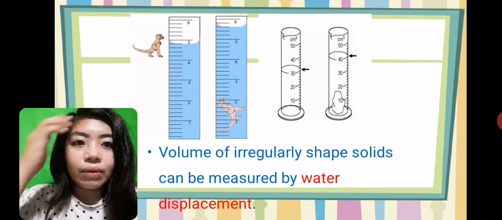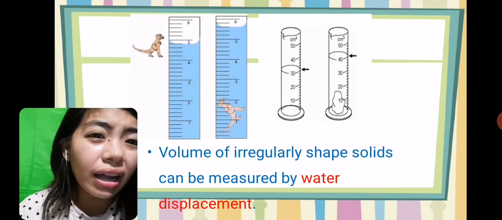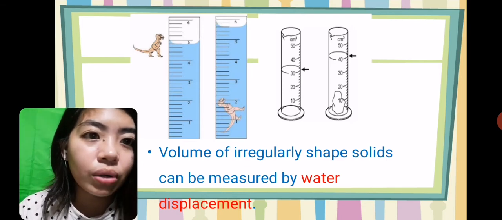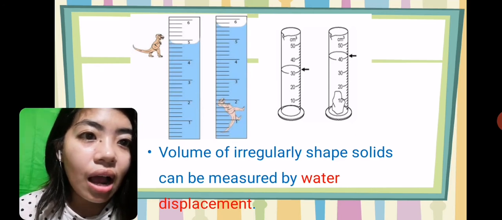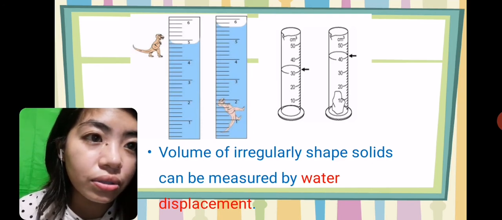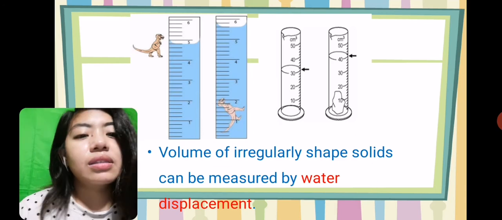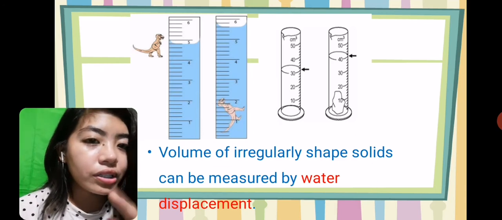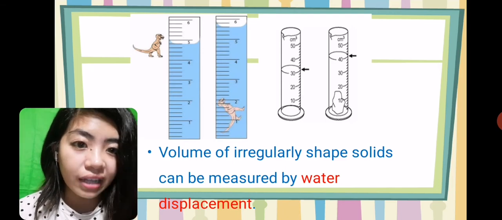So, ganun din ang gagawin dito sa ating dinosaur. Dito nga lang kasi sa ating dinosaur, meron siyang point. So, ang tubig natin na nilagay is about 4.8. Tapos, nung nilagay na si dinosaur, umakyat yung water for about 5.6. So, you're just going to subtract those two numbers and then that will be the volume of the dinosaur.